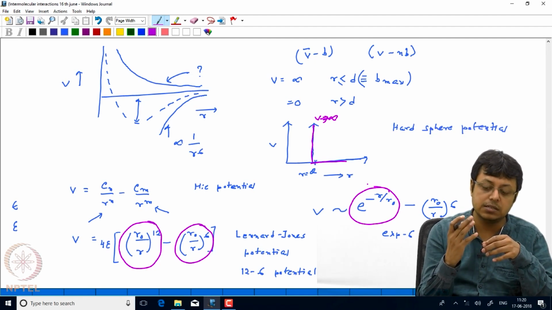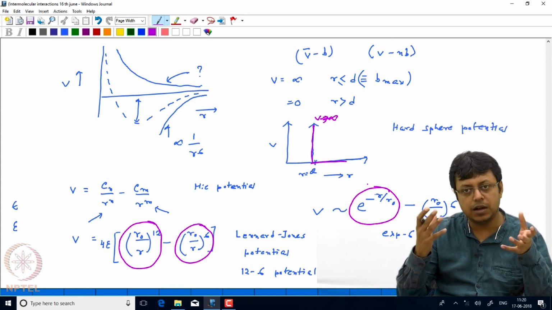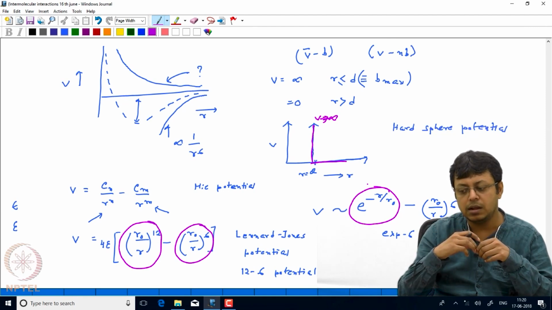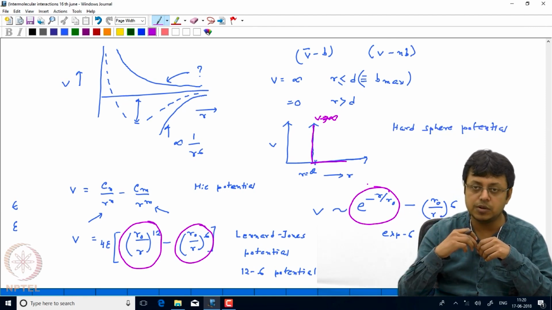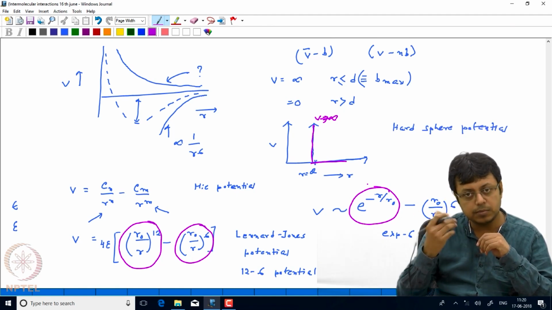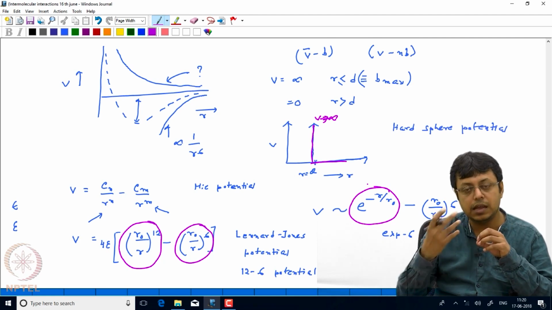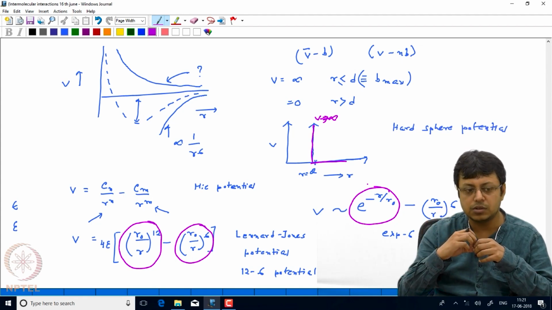So, that short distance repulsion was modeled in various ways, and among the very commonly used potentials, one is the hard sphere potential, the other one is the Lennard-Jones potential, but a more realistic one is the exp-6 potential. So, we gave you an overview of how intermolecular interactions work, and we will give you some problem sets. When you work them out, you will get a clearer picture of how intermolecular interactions work in real life, which give rise to the formation of liquid and solid states.